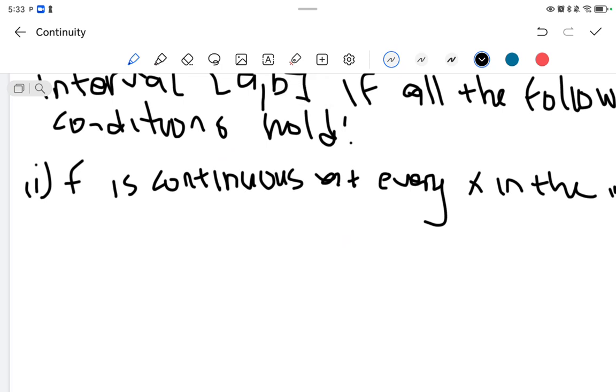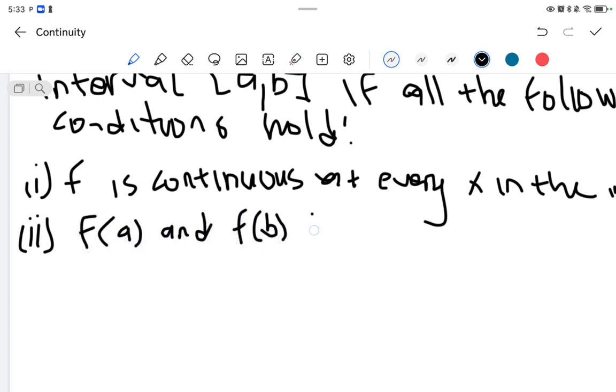And then we check the second condition. We're going to say that f of A and f of B both exist.